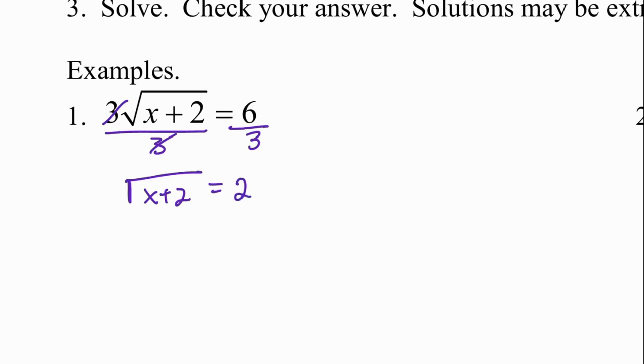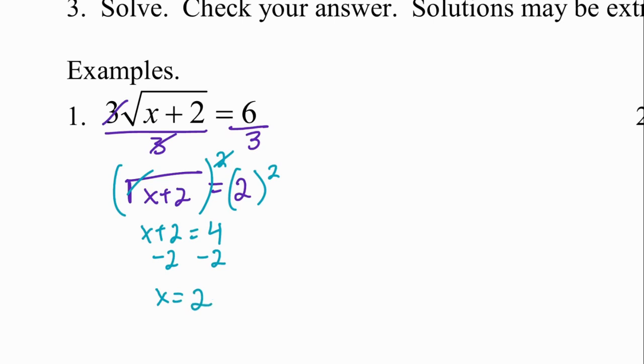So then I need to get rid of the square root. So what I'll do next is I'll raise both sides to the power of 2 to get that to cancel. So I'll square this side and this side. So when I square that, the square and the square root will cancel, and I'll get x plus 2 equals 2 squared, which is 4. And then the last thing I need to do is subtract 2 from both sides. So I'm going to get that x equals 2.